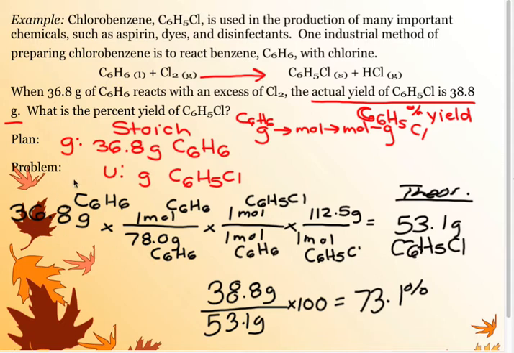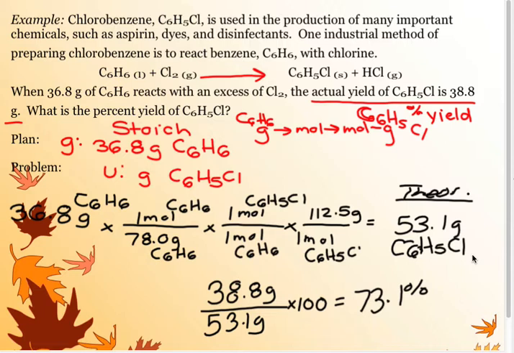And you can see here, I started with my 36.8 grams of benzene. I divided by my molar mass. And again, the grams goes on the bottom because I'm canceling out grams. My mole ratio is 1-to-1 because there's no coefficients out front, so it's just a 1-to-1 ratio. And then I looked up the molar mass of my chlorobenzene, and that should say C6H5Cl, it cut off or whatever, which is 112.5 grams. So the stoich is the theoretical, and theoretically, in a perfect world, I should get 53.1 grams of the chlorobenzene.